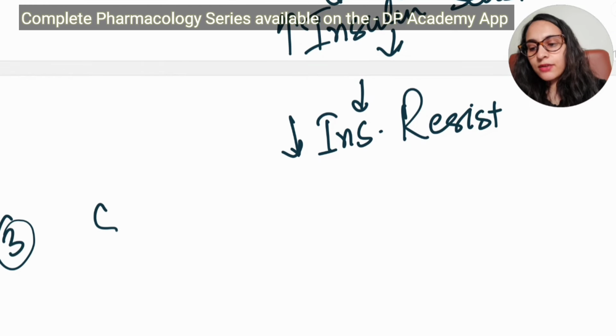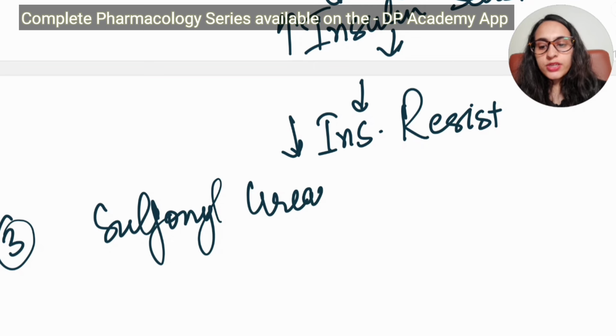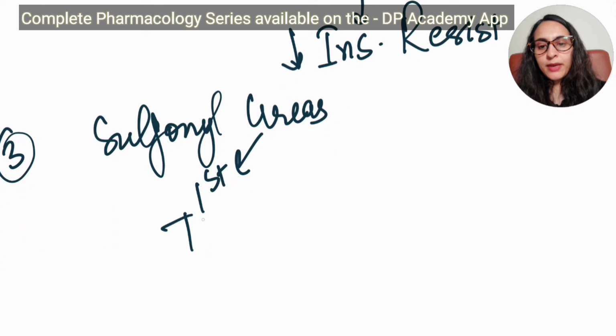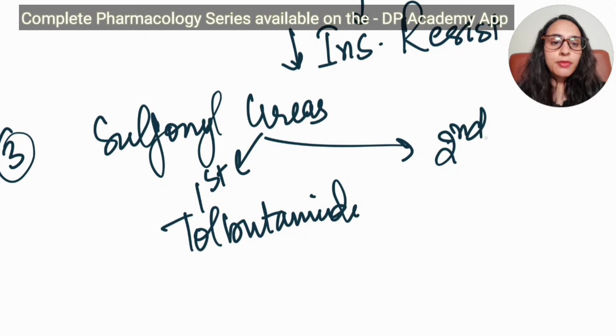The third category is sulfonylureas. Sulfonylureas, we have two generations. First generation example is tolbutamide. And second generation example you must have heard of is glimepiride.